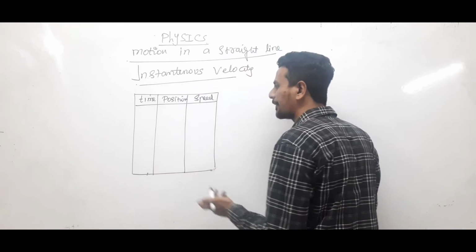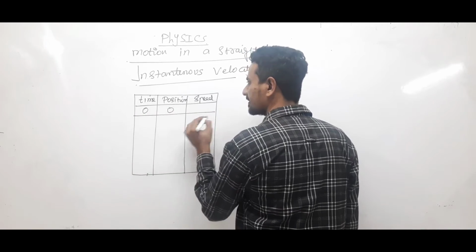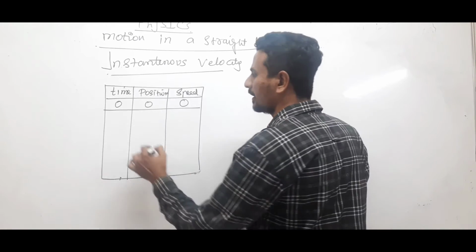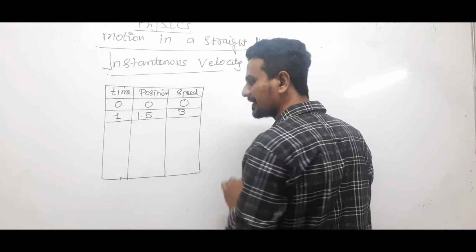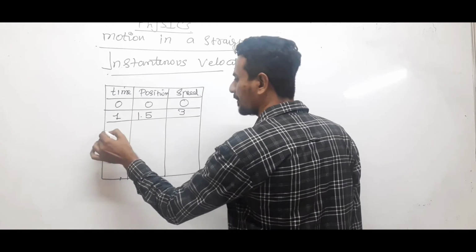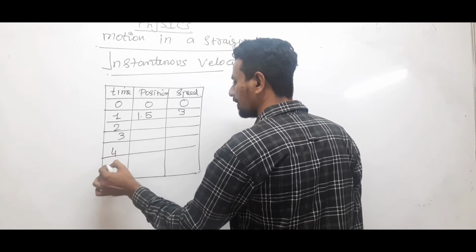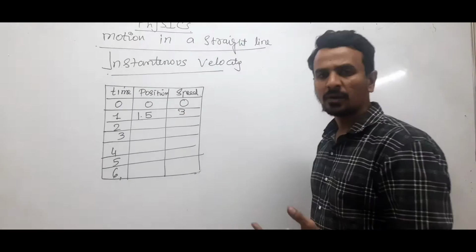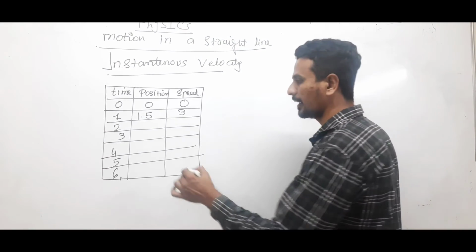Let us arbitrarily make a table. At time t equals 0, the position of the car is 0, the car has not yet started moving, so the speed is 0. Let us say after 1 second the position of the car is 1.5, and let the speed be 3. I am just making a table accordingly. You don't have to remember this table or write it in your exam. This is just to explain how to calculate instantaneous velocity from average velocity.